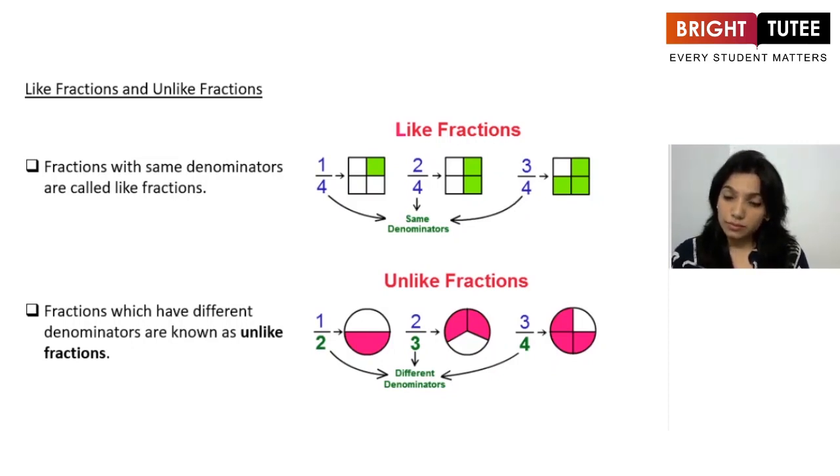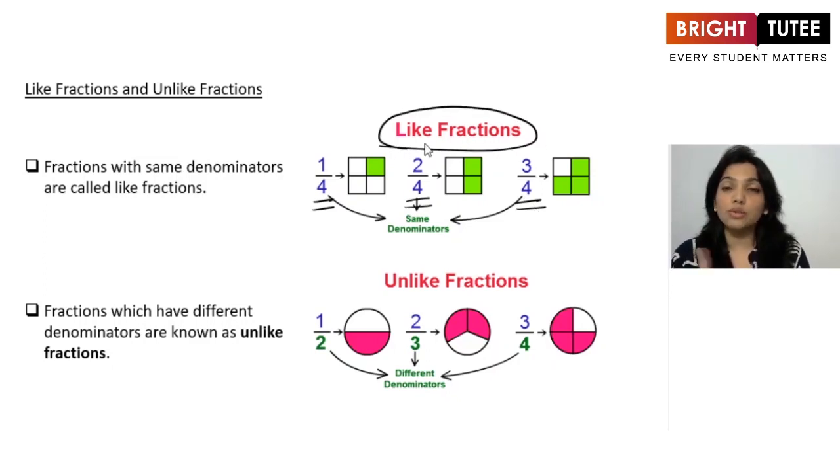So what do we notice here? In all these 3 given images, we have the same denominator. The number sitting at the bottom is 4, right? So clearly, we have the same denominators in all these 3 cases. Every time you see fractions having the same denominators, we call them like fractions. Don't look at the numerator part, just consider the denominator part, and if you see that the denominators are the same, we call them like fractions.